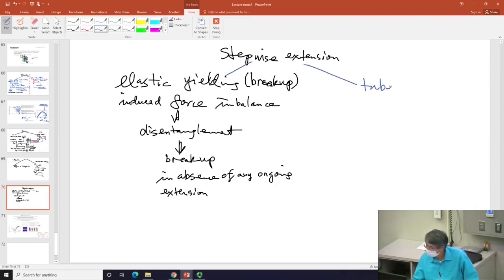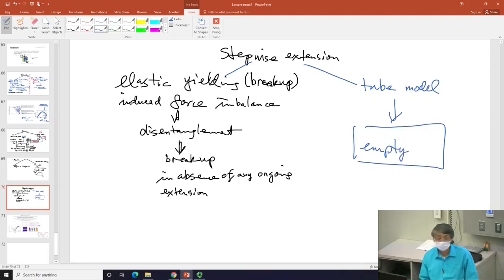What about the tube model? Well, there was nothing. Actually, it's very curious. Why didn't they do extension? Now, actually, I need to apologize. Do me a favor. You go back to Doi and Edwards' book. I don't recall they did step extension. There's an extensive amount of discussion on step shear because of the triumph, because of the success between data and model. But in extension, why not?